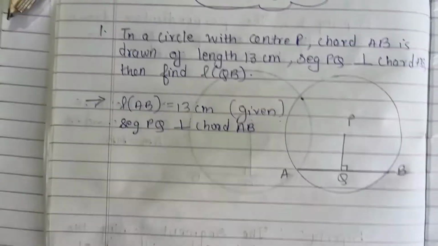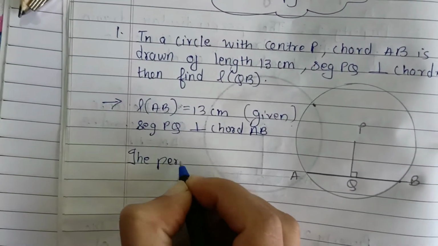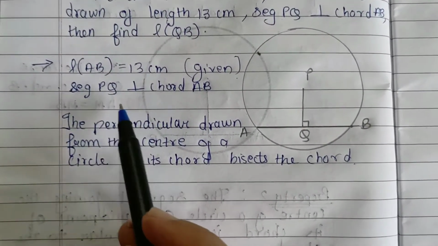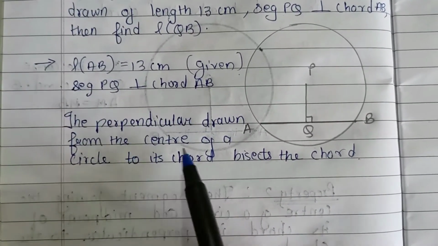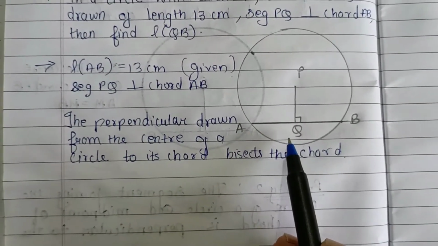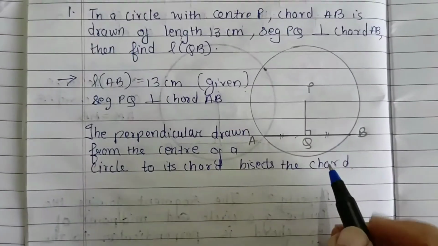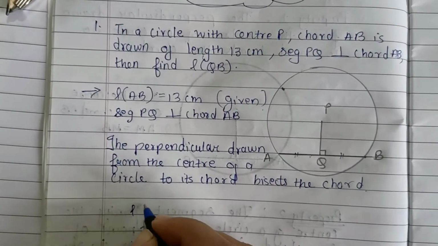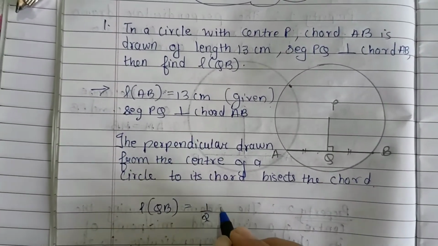According to the first property, if segment PQ is perpendicular to chord AB, that means the perpendicular drawn from the center of a circle to its chord bisects the chord. That means Q is the midpoint of chord AB. That means AQ is equal to QB. We know the length of AB, that is 13 cm. So the length of QB will be half of the length AB.